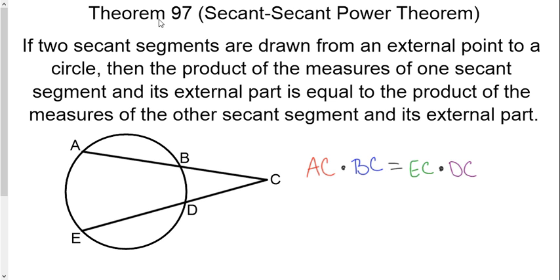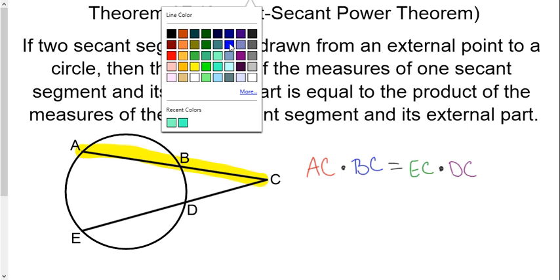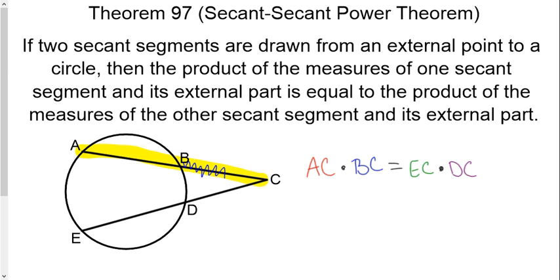So what that actually said was the length of AC times the length of BC, so times this length right here, is equal to the length of EC times the length of DC. So that's the whole length times the outside is equal to the whole length times the outside. So whenever you're dealing with secants, you'll always work with the whole length and the outside piece. You'll never work with the inside number. So let's see how this works.